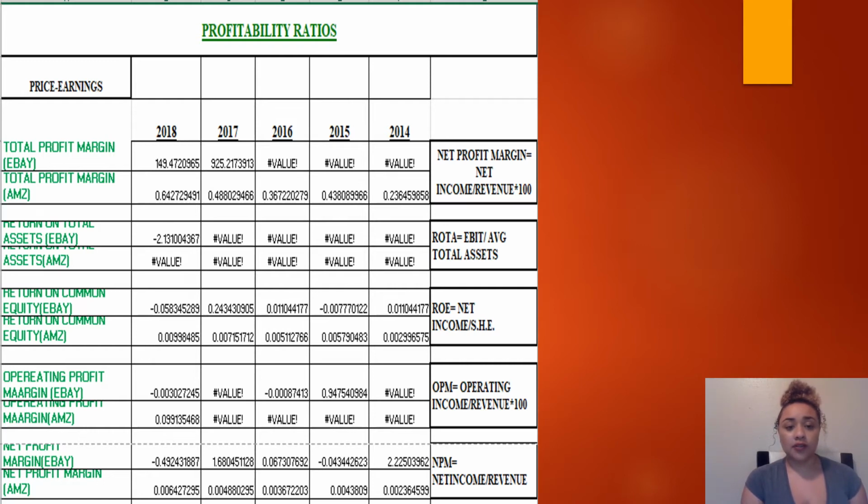And that will cover the total profit margin, the total return on common equity, and the operating profit margin. These investors and creditors want to see these numbers to be able to make a good indication of whether or not this company would be a good investment.